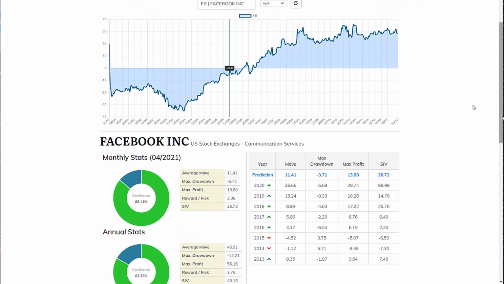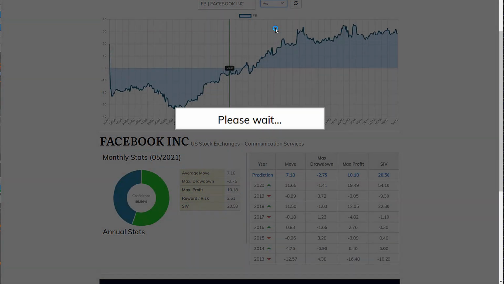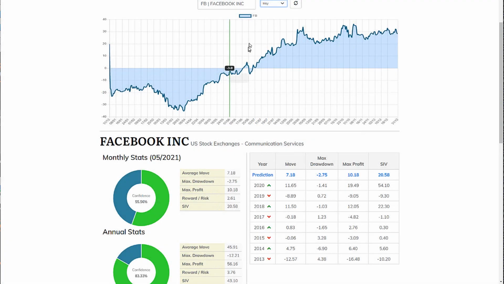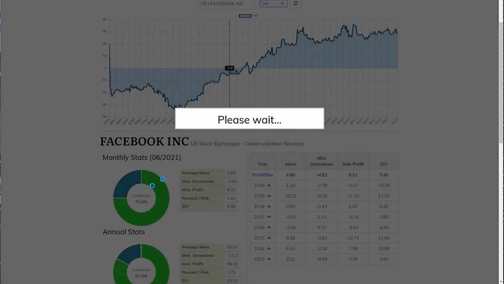Notice I chose April here, okay? So I chose April right there, and you can see this is 86% probability, average move 11%. It could go against me by 3%, max profit 3, reward risk of 3. SIV is 26%. That means 26% of the price action for Facebook in the entire year happens in April. Okay, now that's April. I'm going to go to May. Notice this is 56%. That's not as great as the April one. In June, this is 75%.